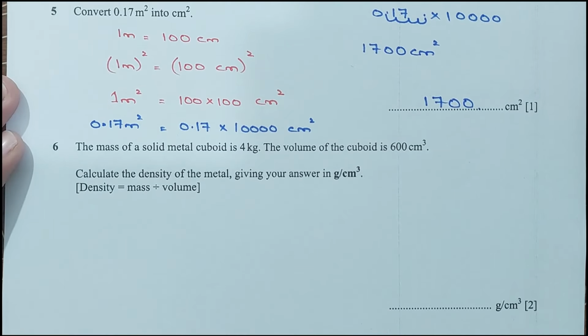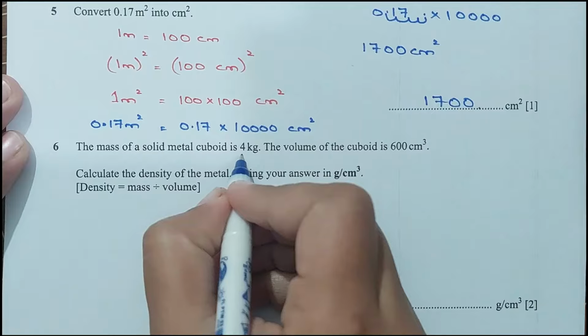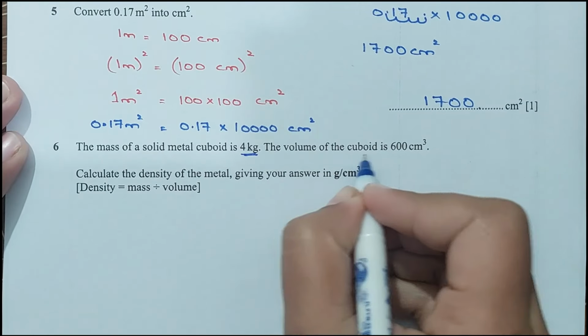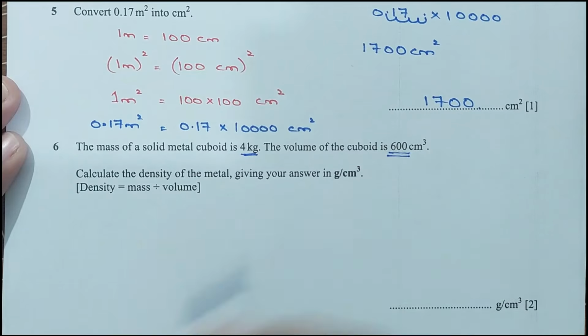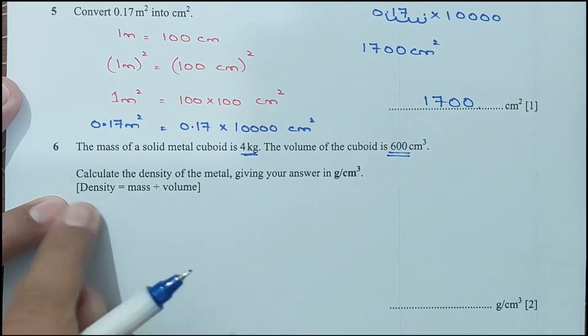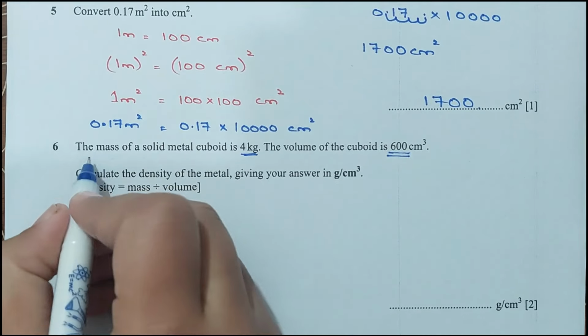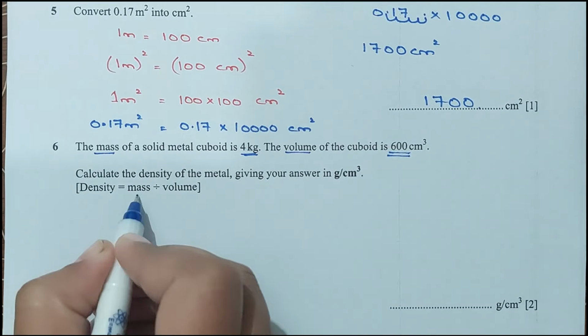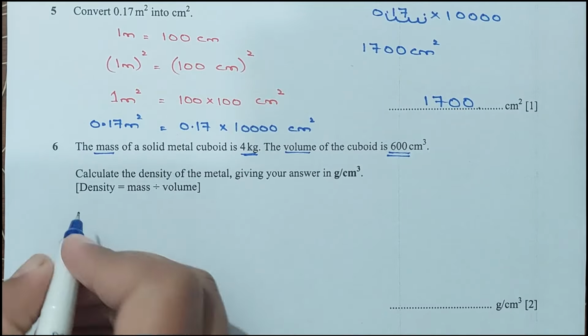The mass of a solid metal cuboid is 4 kilograms. The volume of the cuboid is 600 centimeter square. Calculate the density of the metal, giving your answer in grams per centimeter cube. Density is mass over volume. So we are given the mass and the volume, and we have to calculate the density.